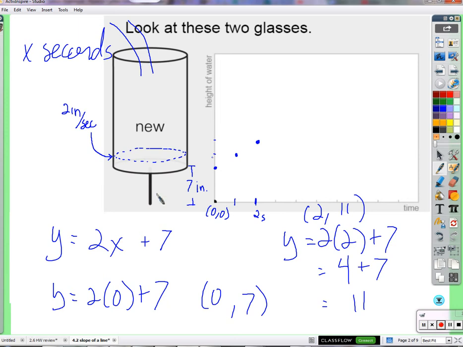Jackson? Would it be higher than that, because 7 and then that's kind of there, and then after 1 second it goes up 2 inches, and after 2 seconds. Oh wait, then. You got it? I think yes. Okay.